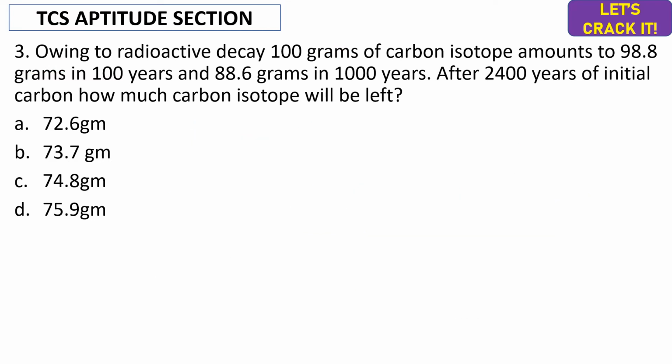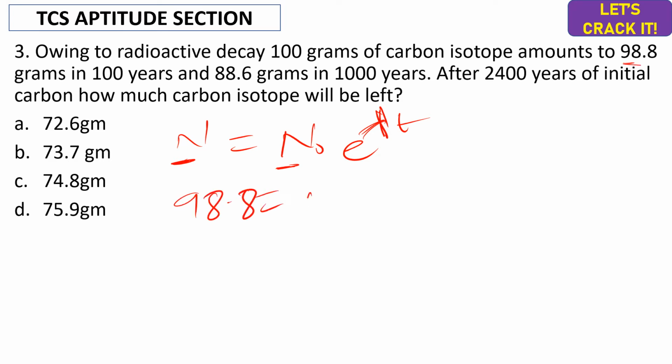For this, there is a formula: N is equal to N naught into e power lambda t. Here N is the final amount after t time, N naught is the initial amount, and lambda or k is a constant. So applying the formula for two cases: initially 100 became 98.8. 98.8 is equal to 100 into e power k into 100, where lambda we don't know, so consider it as k, and time is 100. This is equation one.